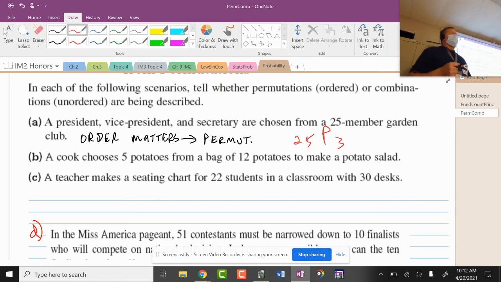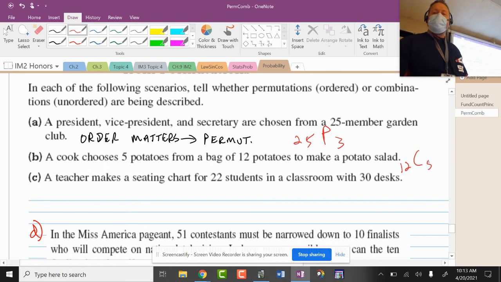Permutation or combination, letter B. That's a combination. The potato just gets picked. It doesn't matter what order I pick the 5 of a group of 5. So I must get rid of the repeating ways they can be picked. 20 C 5 means I would have that.